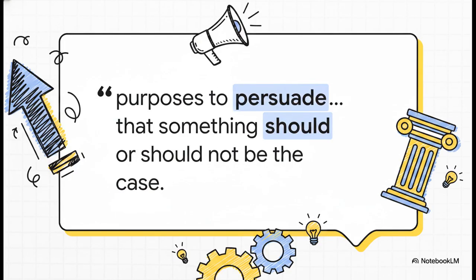The academic literature really hits the nail on the head with this core idea. A hortatory exposition exists to persuade that something should or should not be the case. That's it. The entire architectural design of this text, from that strict three-part structure we talked about right down to the highly emotive language toolkit, literally the whole shebang exists solely to convince an audience to move.